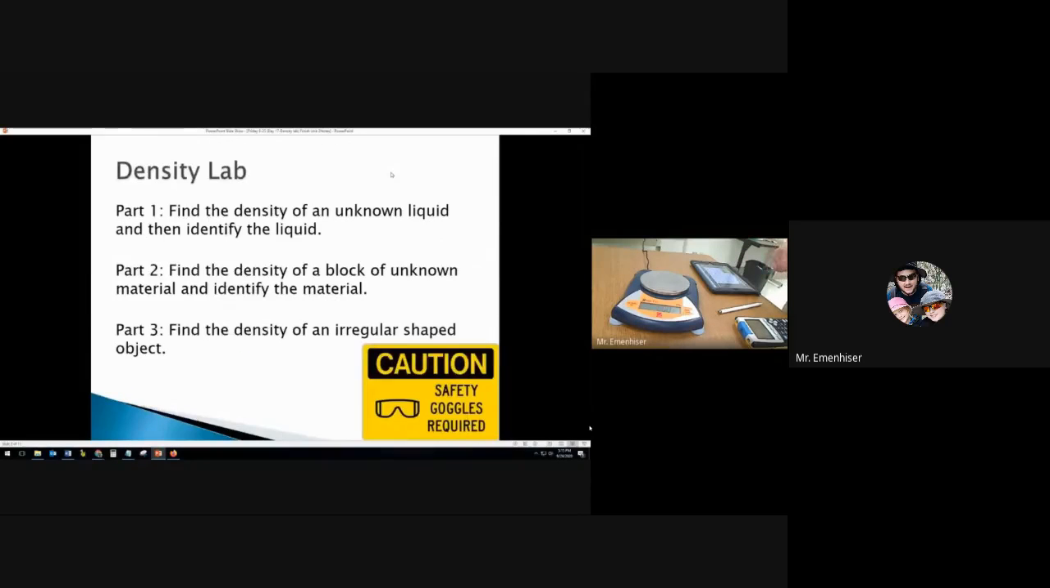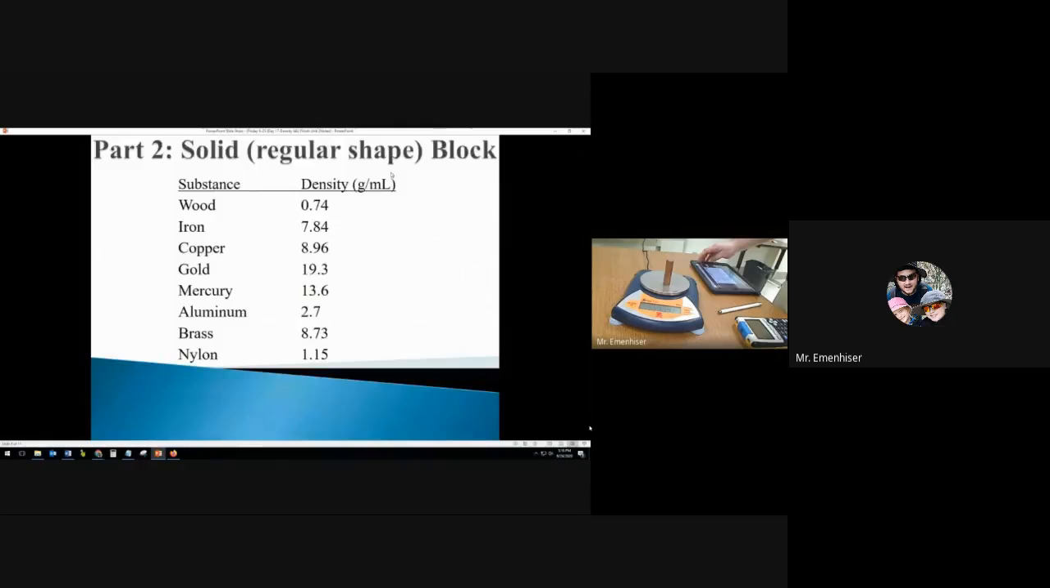All right, now we're going to do part 3. Awesome. Find the density of an irregular shaped object. There's our irregular shaped object. I am getting the mass of that sucker. And as you guys can tell, it's kind of copper looking.